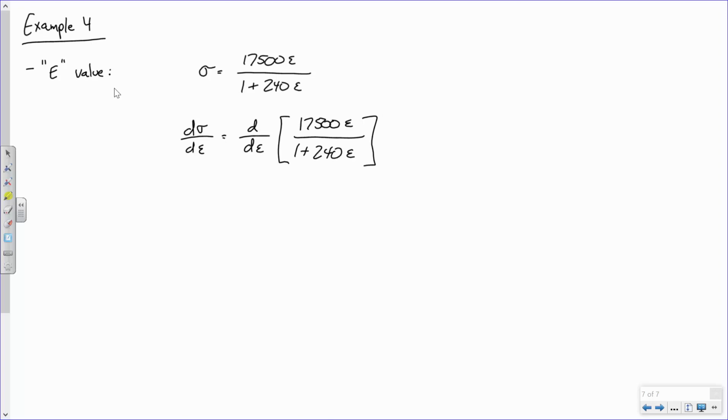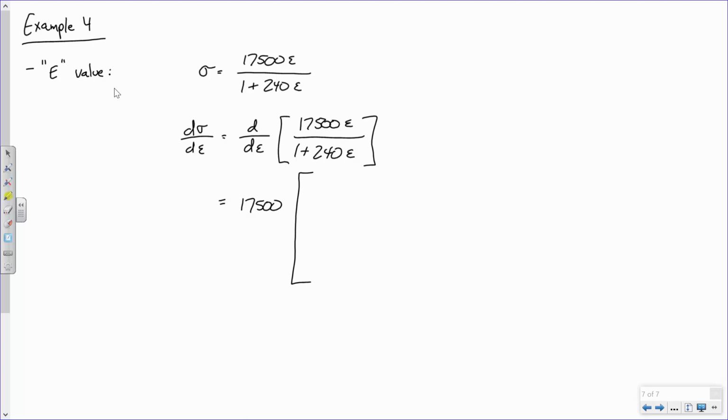Now, just so you're aware, this is probably the most challenging derivative we'll do this entire semester. So after today, you can relax. It's a lot easier from here. So how do I do this? The quotient rule, right? Oh man, this is bringing it back. Now, I'm going to make this a little easier. I'm going to factor out the 17,500.